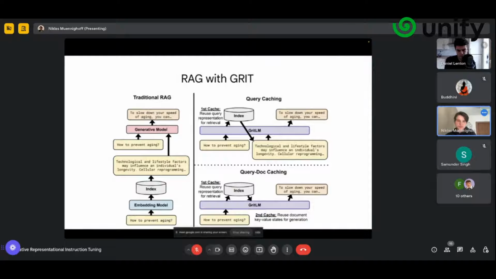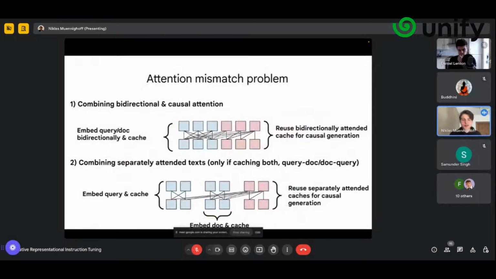So this is the intuition, and now we're going to look at how this works. So first, we're going to look at the problem of this setup. There's two problems. One is that, as we discussed previously, we use bidirectional attention for embedding and causal attention for generation. So that means that once we concatenate these caches, and if we reuse the model, then inevitably there's going to be an attention mismatch where part of it is bidirectionally attended and part of it is causally attended.